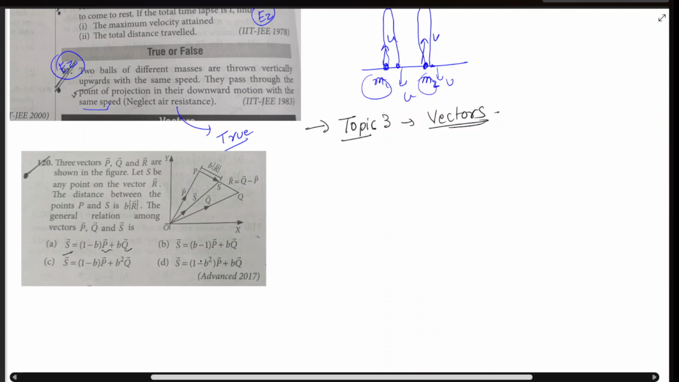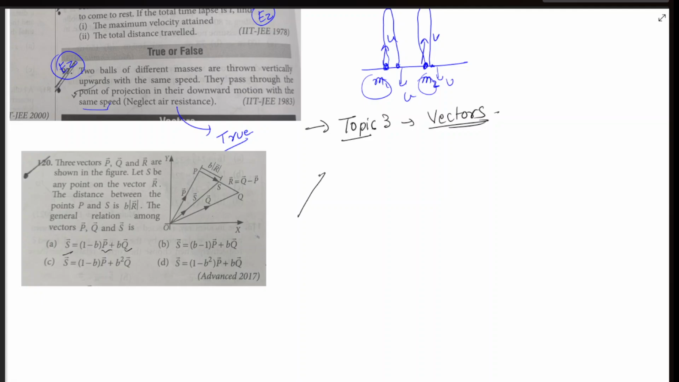Okay, so let's write whatever information we have. So first we can see this is a P vector. This is PS and this is our S vector. Okay. So how can I write it? P vector plus PS vector will be S vector, right? Okay, so PS, what can I write PS? It is in the direction of R vector. It is given, right? This R vector is what? Okay, so I should write it first. R vector is equal to Q vector minus P vector.